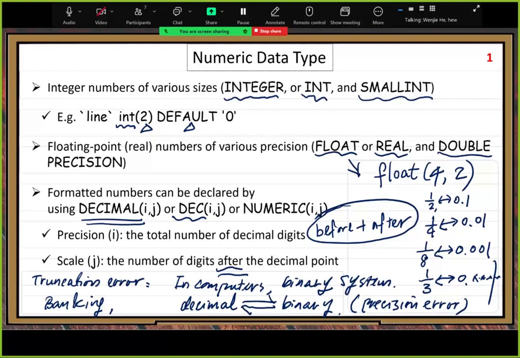So after a long time, you may have accumulated a number that you cannot ignore. Just be aware of that problem. Then you need to find a way to solve the problem, based on the real world situation. All right, so here is the background about this numeric data type.